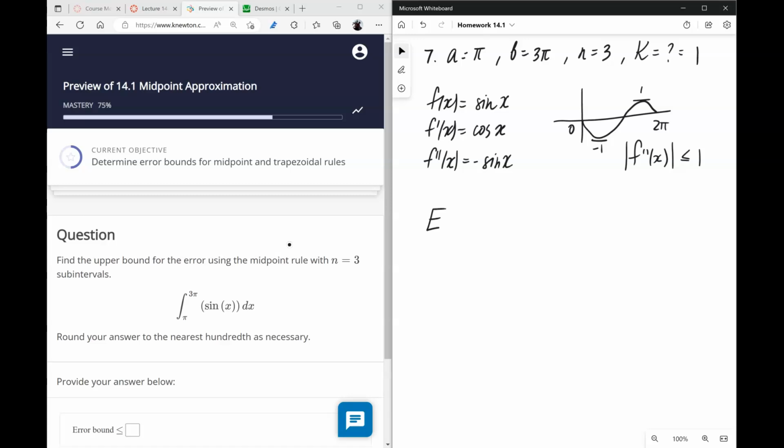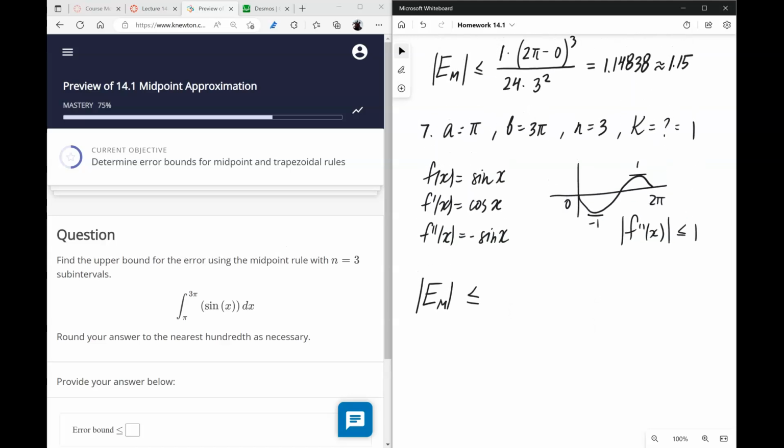And now we can plug in all the ingredients and find the upper bound for the error. It's going to be 1 times 3 pi minus pi cubed divided by 24 times 3 squared. And it looks like it's the same exact calculations, so it's going to be the same exact answer.